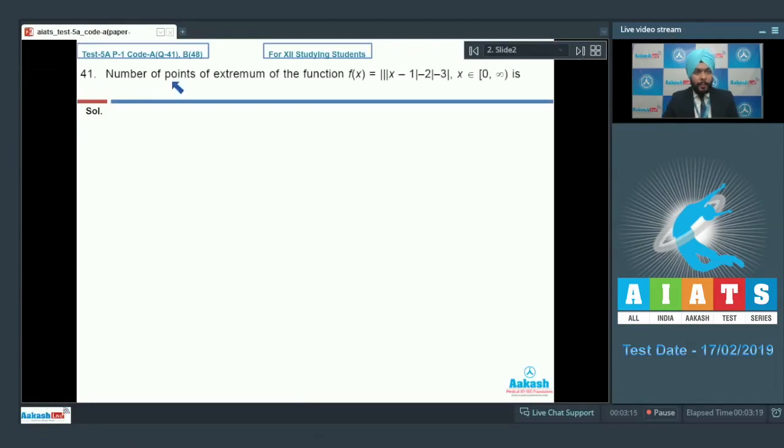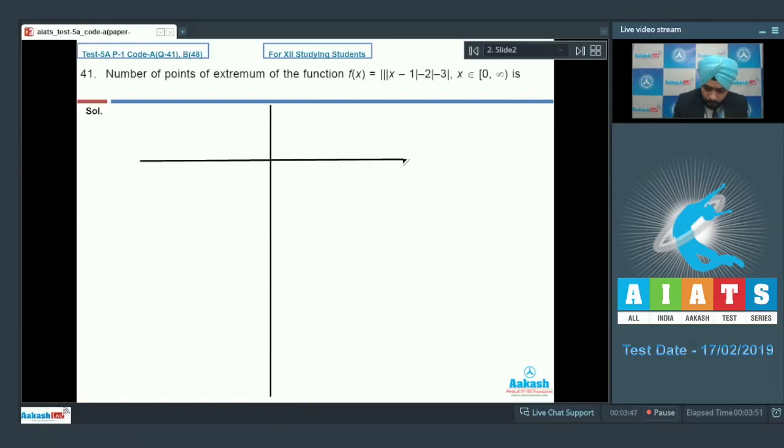It says that the number of points of extremum of the function f(x) is equal to modulus of modulus of modulus of x minus 1, minus 2, modulus, minus 3, whole modulus, where x belongs to closed 0 to open infinity. It is a straightforward question based on graph transformations. So we have to draw the graph of mod of mod of x minus 1 minus 2 whole mod minus 3 whole mod. Let us get started with this.